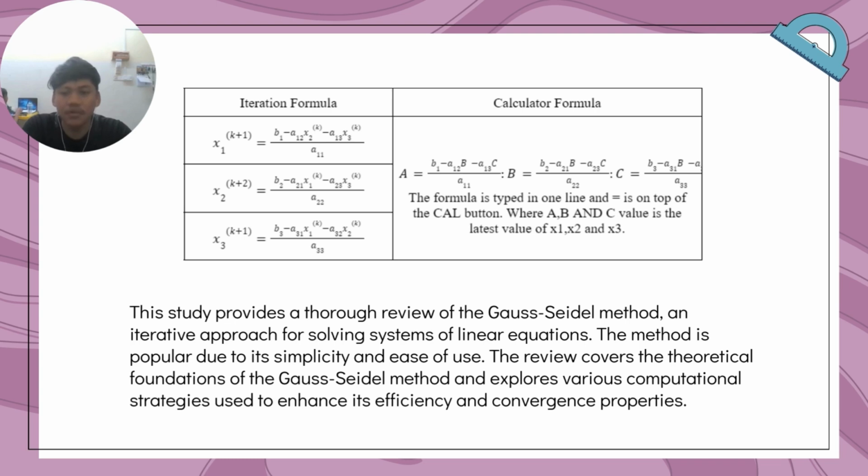Okay, this study provides a review of the Gauss-Seidel method, an iterative approach for solving systems of linear equations. This method is popular due to its simplicity and ease of use. The review covers the theoretical foundation of the Gauss-Seidel method and explores various computational strategies used to enhance its efficiency and convergence properties. The Gauss-Seidel method is an iterative approach for solving a linear system of equations Ax equal to b, where A is a matrix, X is the vector of unknowns, and B is the vector of constants. This method iteratively refines the solution vector X using the formula stated in the slide here.